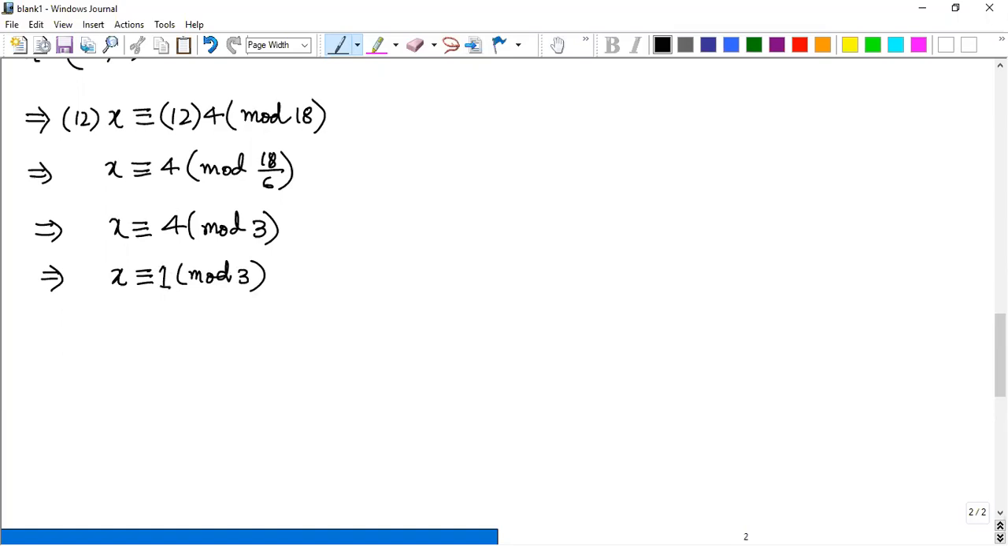So this linear congruence can be transformed into the simplest form. If we apply the definition of congruence, we can write x minus 1 is equal to 3 times some integer, or x is equal to 1 plus 3 times some integer t. So that's the desired solution: x is equal to 1 plus 3t.